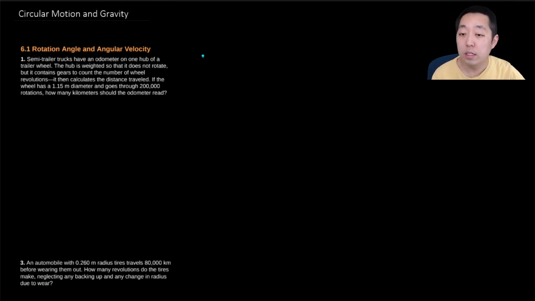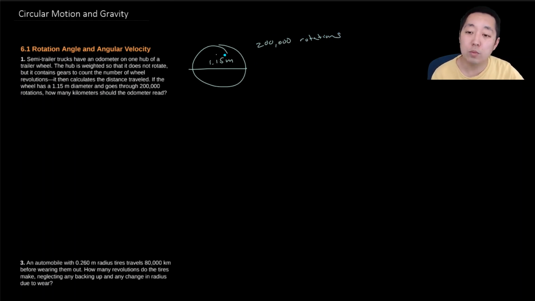If the wheel, got a wheel here, has a 1.15 meter diameter and goes through 200,000 rotations, how many kilometers should the odometer read? I kind of reason these problems out. I don't use formulas for things like this because I attempt to minimize the amount of formulas that I try to keep in my head. Some are just useful to keep in your head, but for something like this, I'm going to just try to reason it out. What I think about is one rotation.